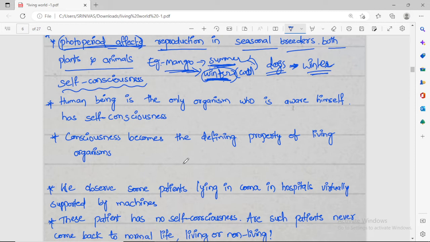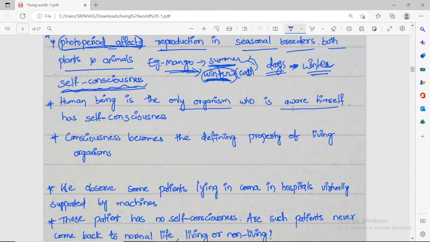Next point is self-consciousness. All of you know self-consciousness. Human beings are the only organisms who are aware of themselves, who have self-consciousness. This is an important point. Self-consciousness is a defining property.